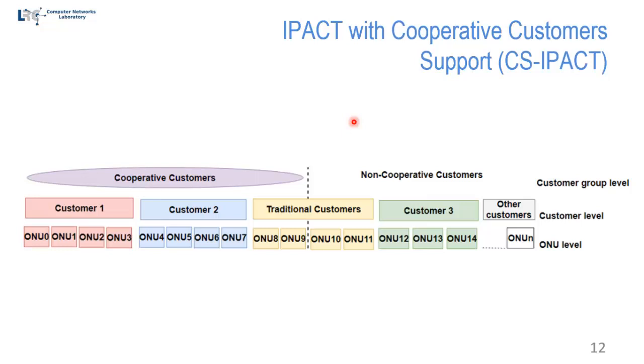Traditional customer having a single SLA per ONU, in this example customers in yellow. Multi-ONU customer having a multi-ONU SLA, such as customer 3, and a cooperative group of customers, such as customers 1, 2, and part of the traditional customers.